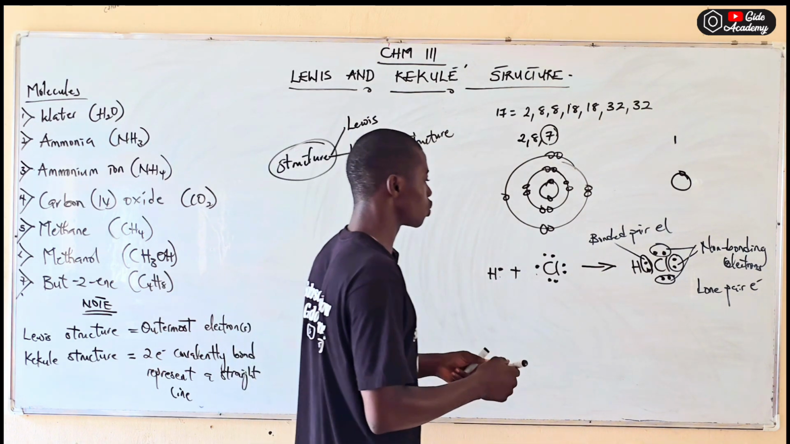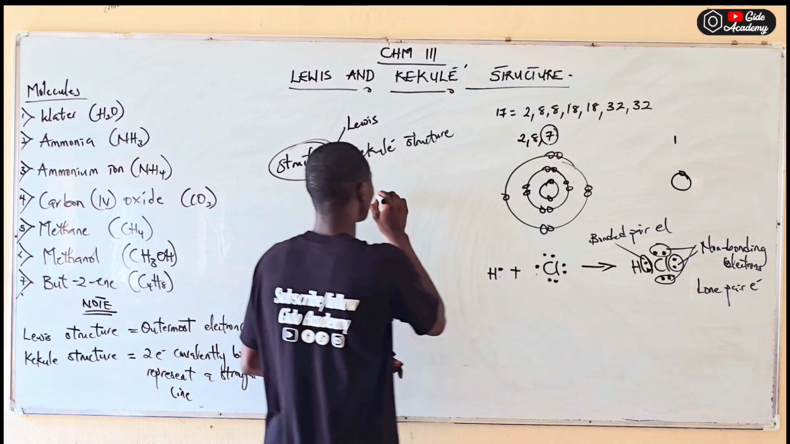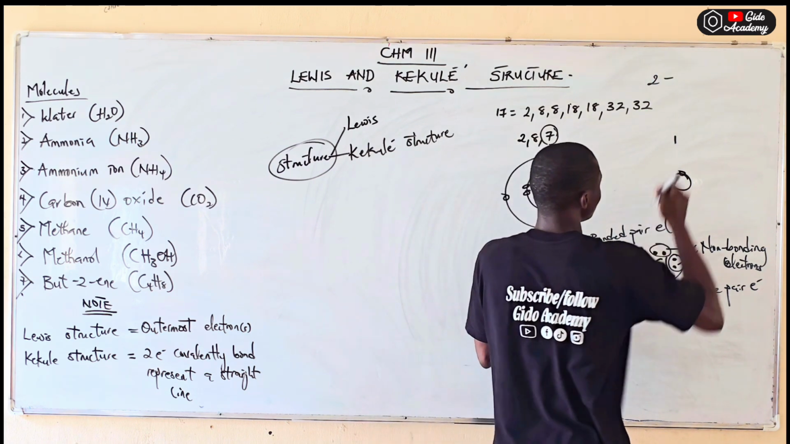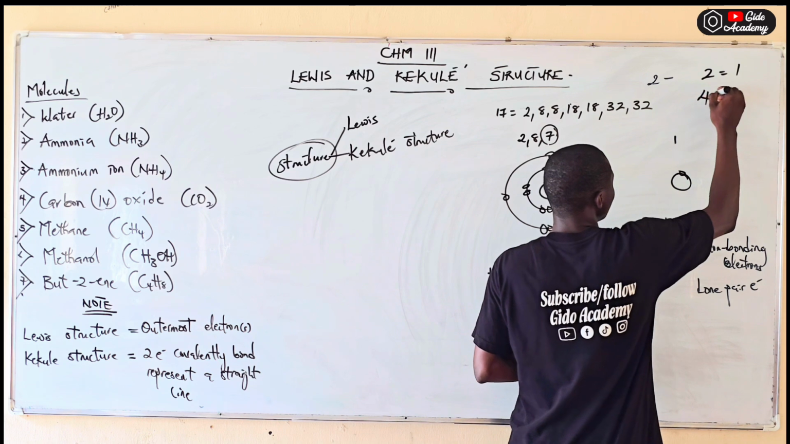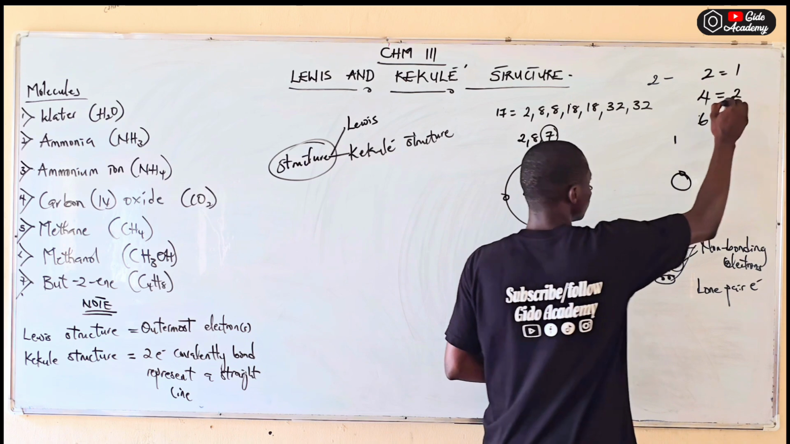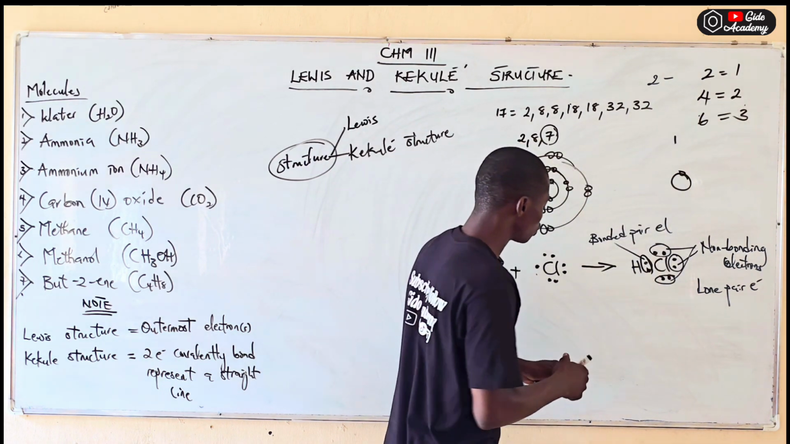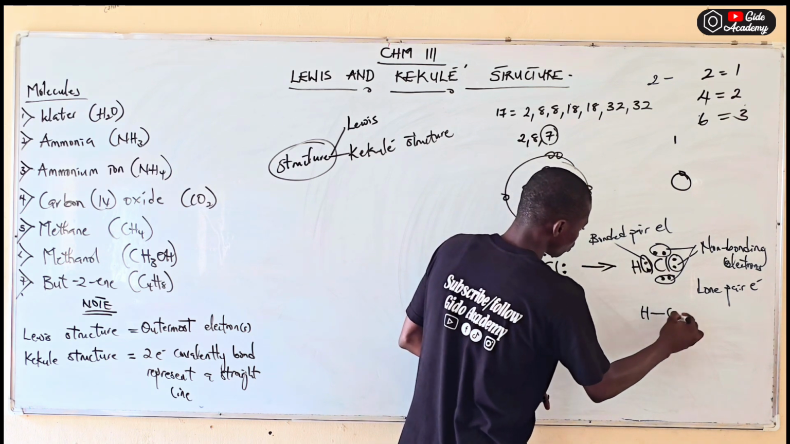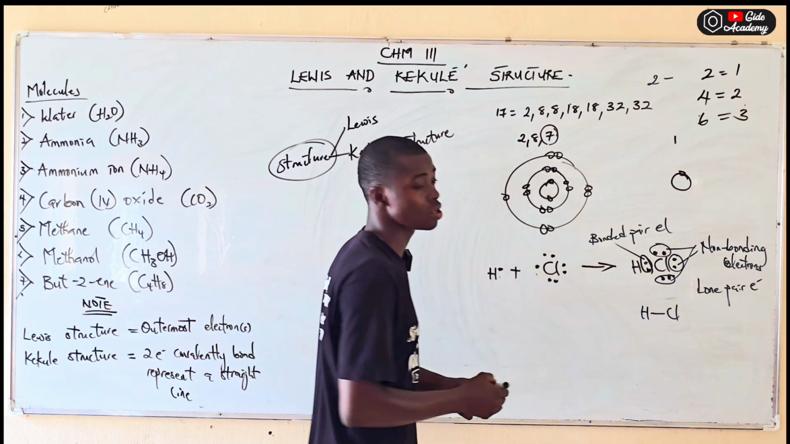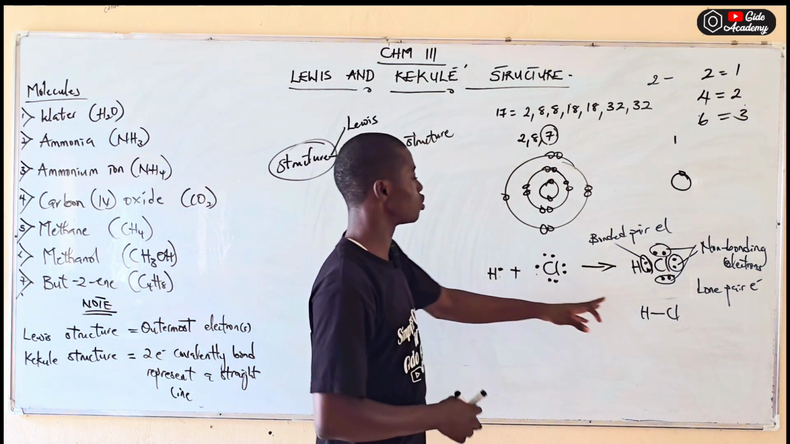If you want to draw the Kekule structure, your mind should always go to the bonded pair. According to Kekule, please take note, 2 electrons signify 1 bond, 4 electrons signify 2 bonds, and 6 electrons signify 3 bonds. So as long as you see 2 electrons here, you put 1 bond there. Your answer will be hydrogen bonded to chlorine. You can ignore the lone pairs; they are not needed in the Kekule structure. So for the Kekule structure, this is your answer, but for the Lewis structure, this will be your answer.